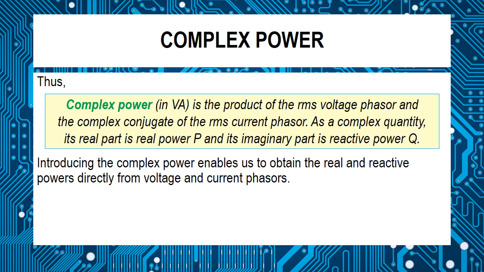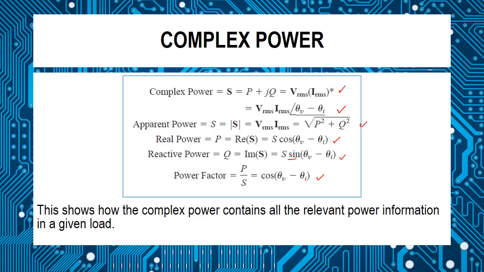So introducing the complex power enables us to obtain the real and reactive powers directly from voltage and current phasors. So we have here the summary of the formulas. Complex power is equal to P plus jQ, and we have here the formula V_RMS I_RMS angle theta_V minus theta_I.